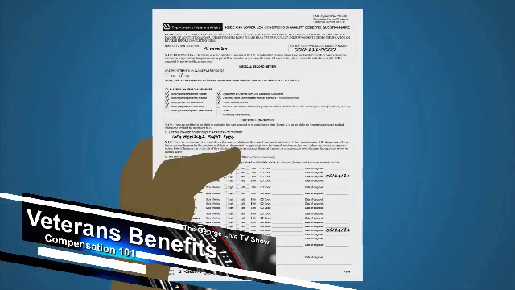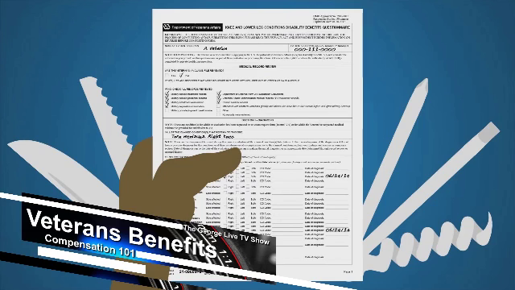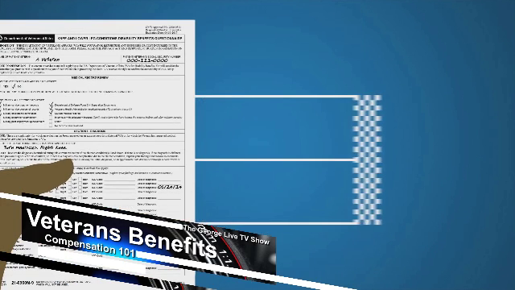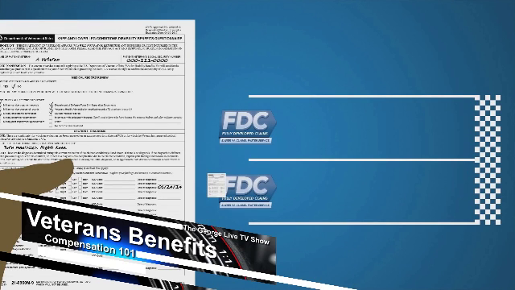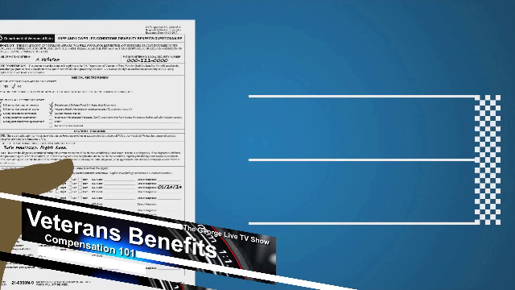DBQs provide VA rating specialists with the information they need to evaluate your disability claim. A complete and accurate DBQ may significantly reduce the amount of time it takes VA to process your claim.